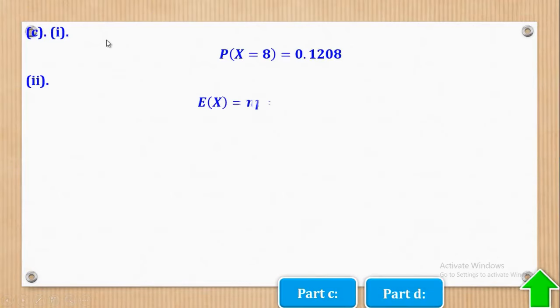Then we shall go to part B. First thing to do is to calculate the mean. So in this case, the mean is 6, implying that the mod is 6 because the mean is an integer. Now we shall go to part D.